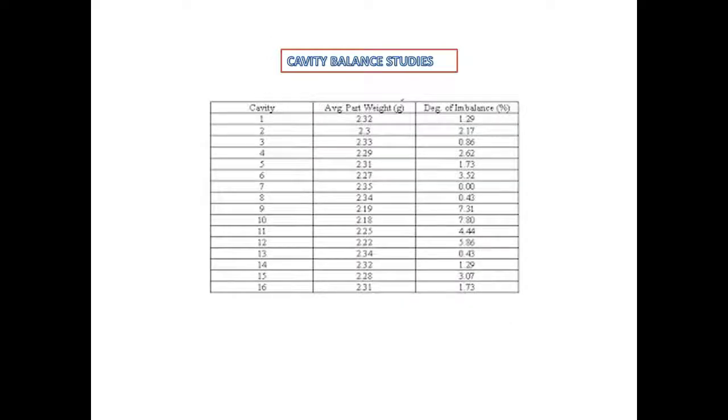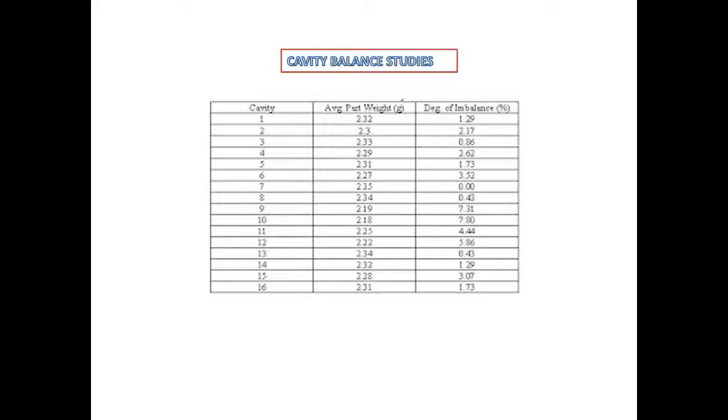Another important study would be cavity balance, and as you see here, we are basically measuring 16 cavities. Then we're recording the average part weight for each. This would be based on a sample lot. It could be a sample lot of 5 or 10, even 25 pieces. And then we're going to basically add our average part weights together to come up with a mean, and then we are going to calculate what the degree of imbalance is by a percentage.